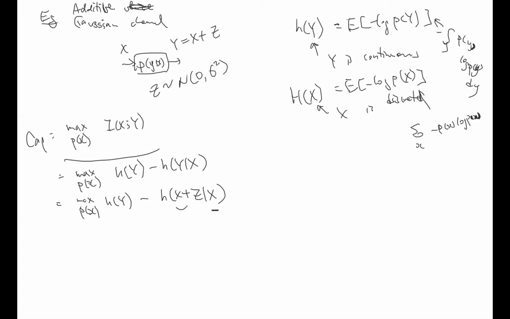I hope it's clear. Because Y here is continuous, we should use the notation small h here. Now, okay, we were here. Given X here, that means X is now considered deterministic, at least in terms of what we are considering here, X plus Z. So therefore, this is really equal to h(Z|X). I hope this is clear.